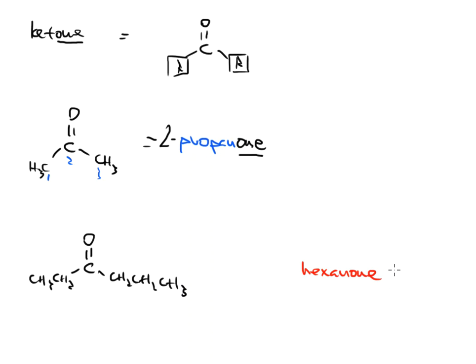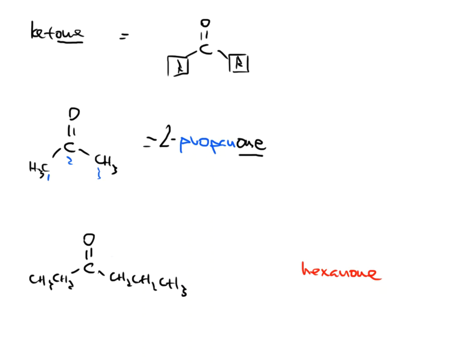But in this case, we really do have to put a number. That's because that C double bond O could be in multiple spots throughout the molecule. The C double bond O could be here, it could be there, it could be there, and in each case, we have a carbon to the left and to the right. So we do have multiple possibilities, and in this case, the number is a requirement. We cannot leave that off.